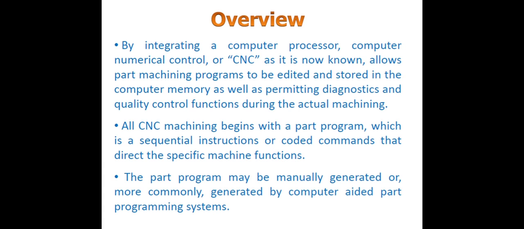All CNC machining begins with a part program, which is a sequence of instructions or coded commands that direct the specific machine functions. The part program may be manually generated or more commonly generated by computer aided part programming systems. So if you model the job in the modeling software, the simulation software will generate the part program for you.